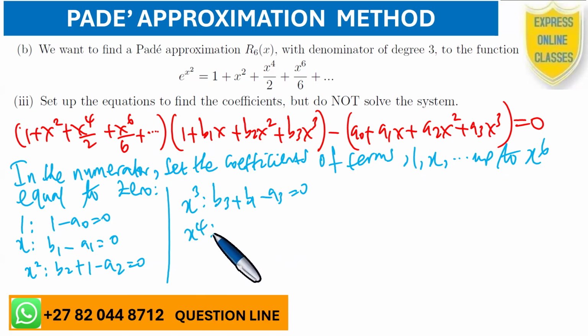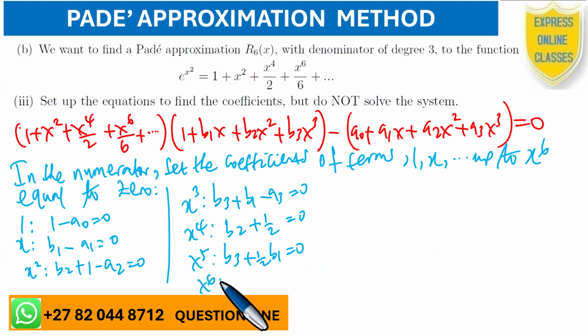For x to the fourth power, it is going to be b2. Okay, we're going to discuss why this is the case, because we need to just visualize the multiplication. And then b3 plus a half b1 is 0. For x to the sixth power, it is going to be half b2 plus 1 out of 6 equals 0.